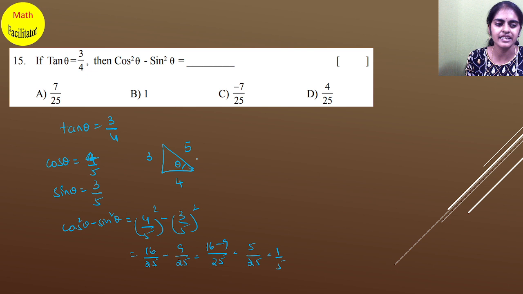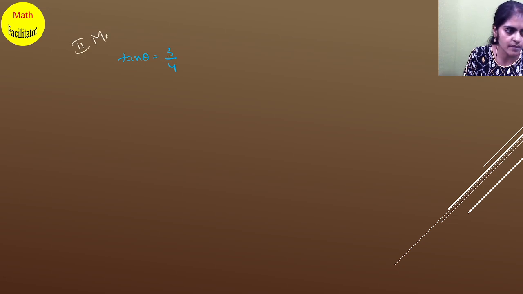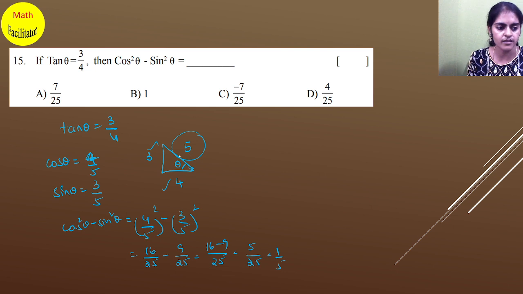Second method: tan theta is given as 3 by 4. You should know that 3, 4, 5 are Pythagorean triplets, so if 3 and 4 are given, 5 is the hypotenuse. So directly I have taken it. You should know this, then it will save your time. In the first method, I just found the hypotenuse value, found cos theta and sin theta, substituted in cos square theta minus sin square theta, and taken the LCM.